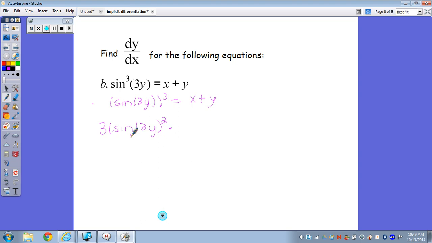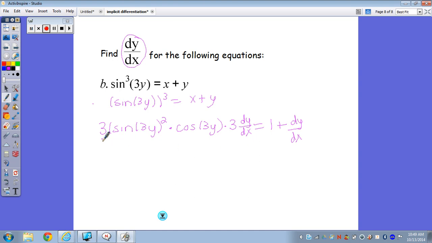Then I'm going to take the derivative of the next inside, which is sine. The derivative of sine is cosine. Keep the inside the same, which is 3y. And then I still need to multiply by the derivative of 3y, which is 3 times dy/dx, or y prime. And again, I'm using dy/dx because that's what they specified in the directions. So that's my left side, and then derivative of x plus y is 1 plus the derivative of y is dy/dx. Okay? So then I have to get all the dy/dx's on the same side.